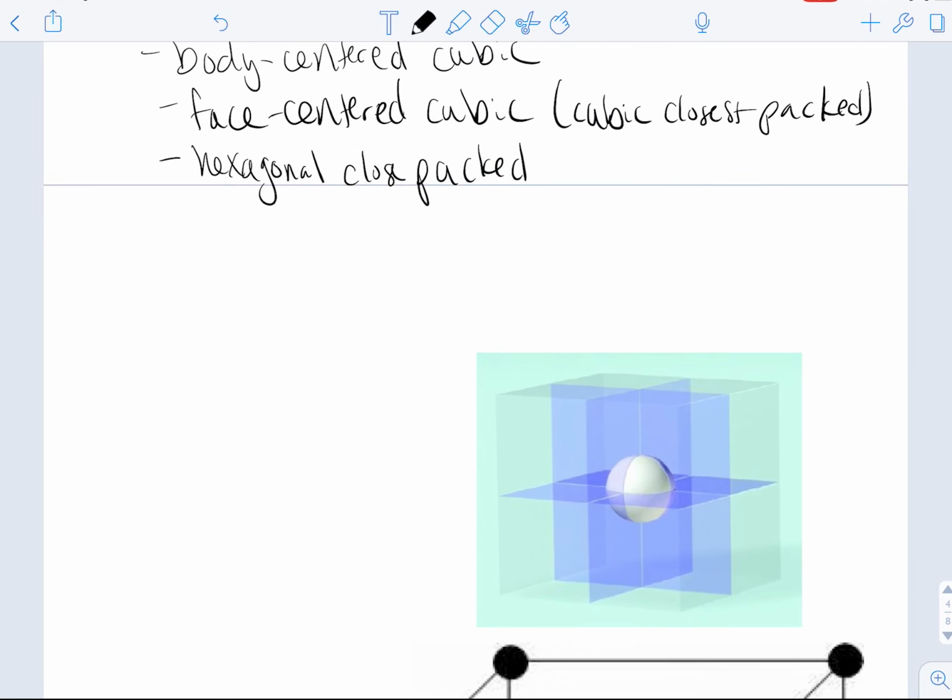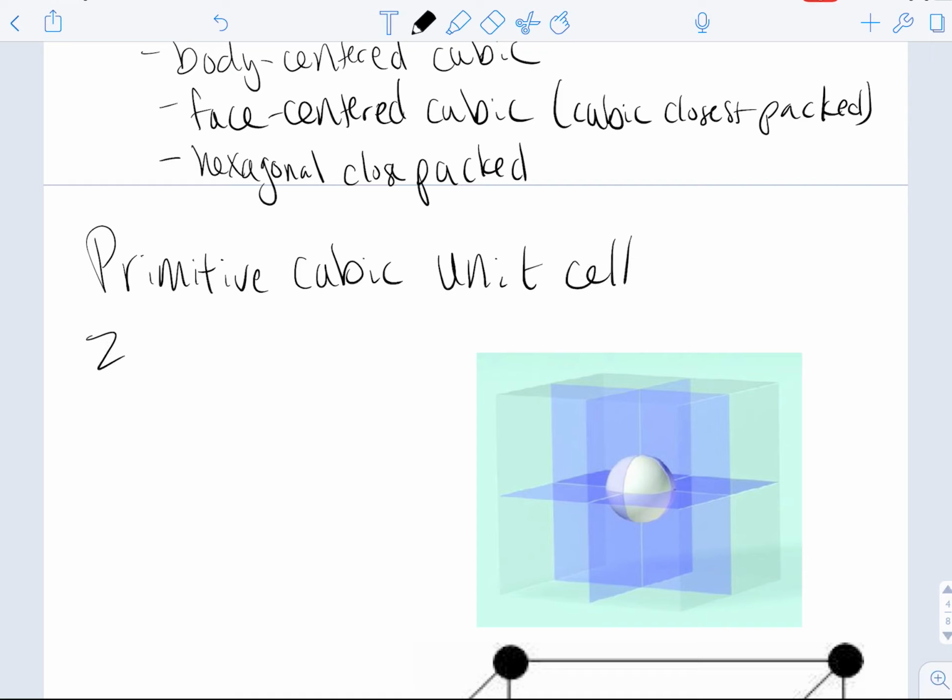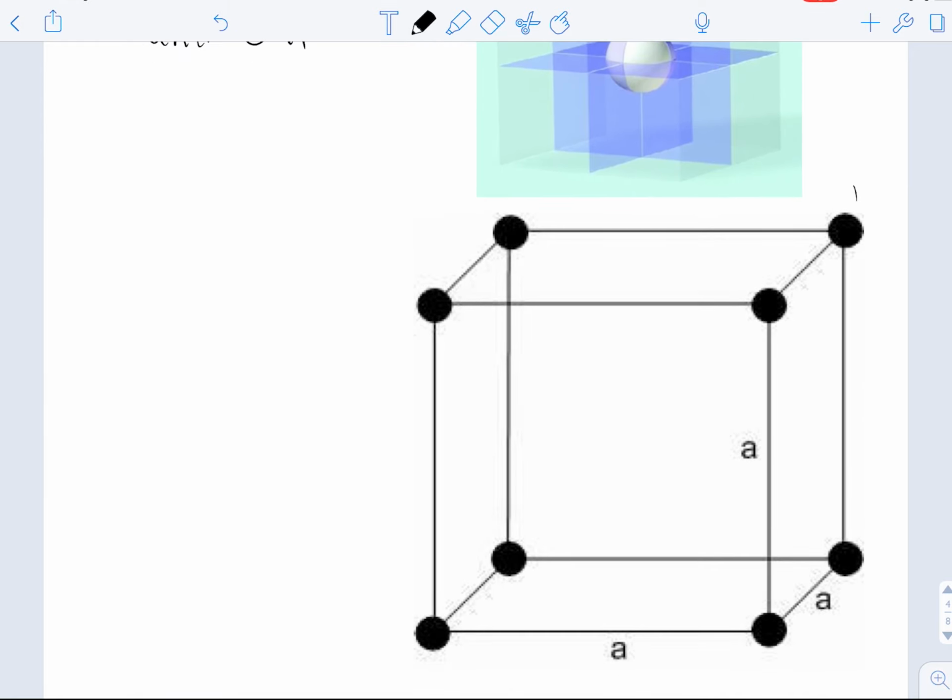So if we have a primitive cubic unit cell, we have a Z number or an atom number equal to 1. So this is how many atoms are in our unit cell. Okay, and it's because we have 8 corners. Each corner has an eighth, and we've already talked about this in a previous lecture.